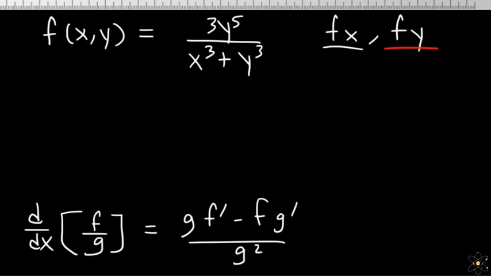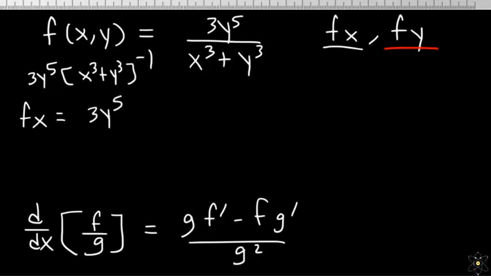So first I'm going to rewrite it as 3y to the 5th times x cubed plus y cubed raised to the minus 1. So f of x is going to be the constant 3y to the 5th. Then I'm going to take the negative 1, move it to the front, so it's going to be times negative 1. And then I'm going to keep the stuff that's inside the brackets the same.